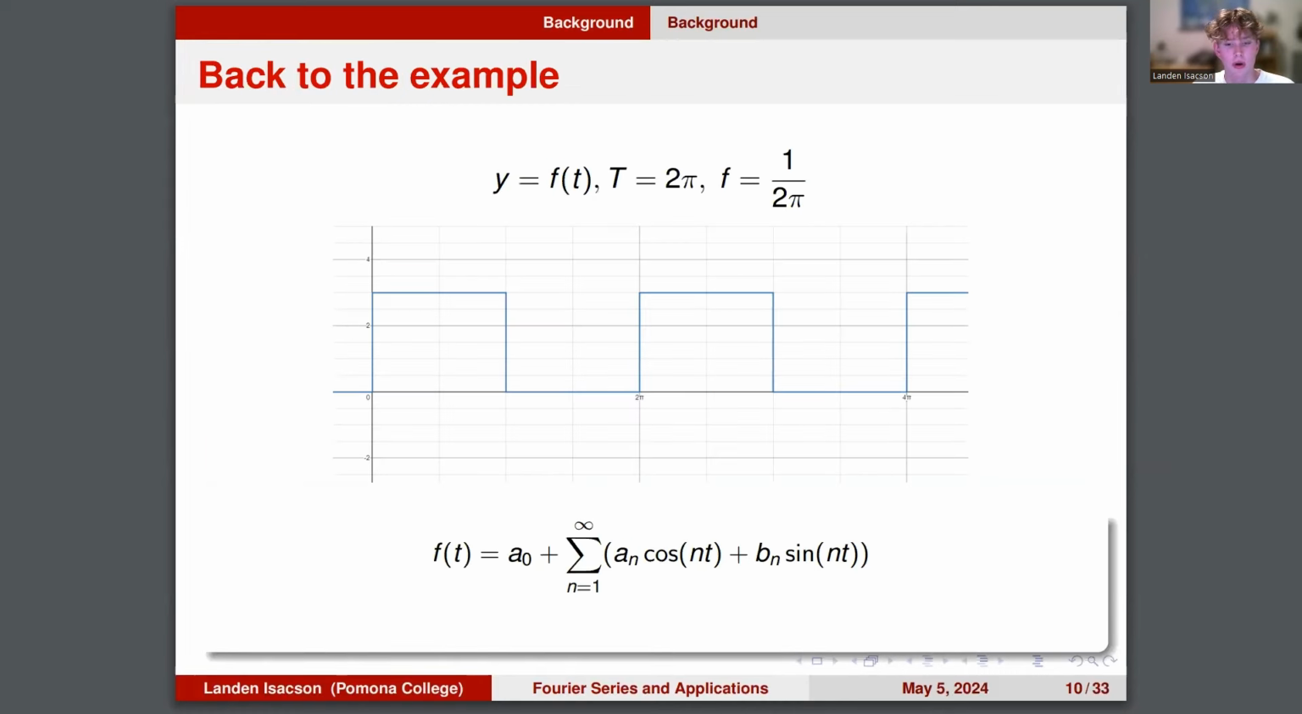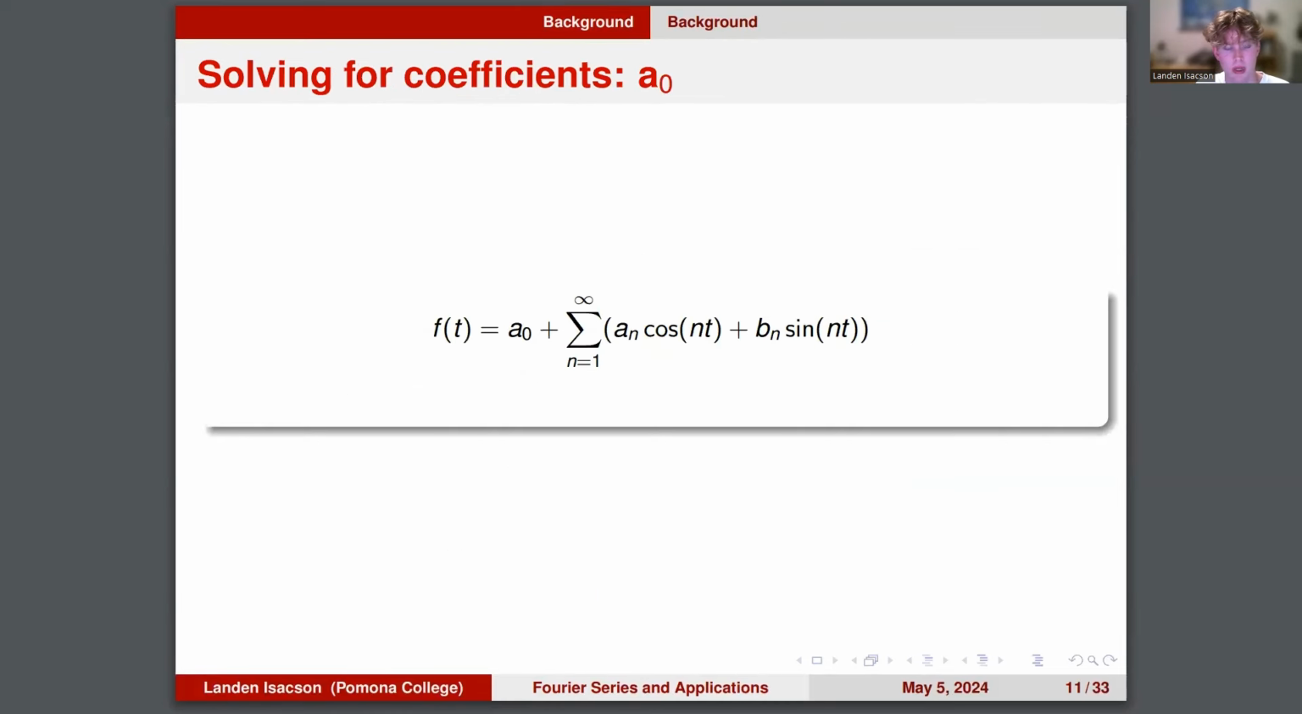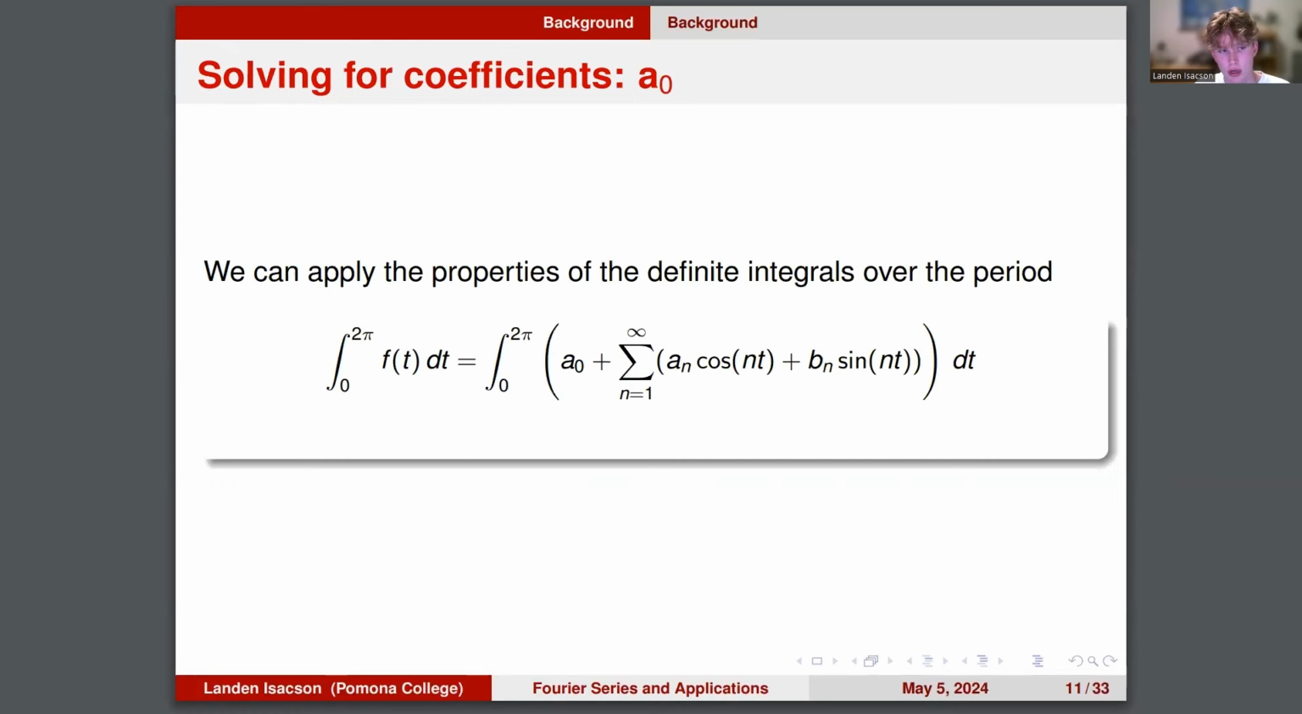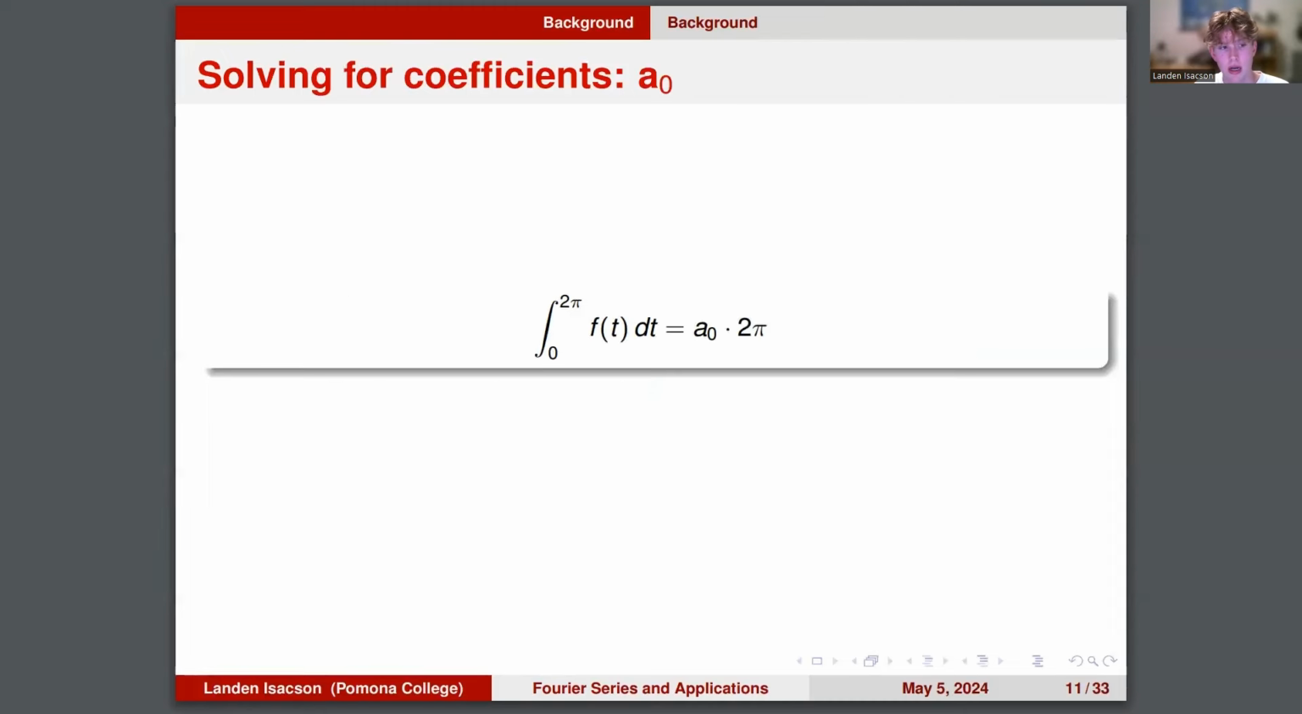As I said before, we are tasked with writing this square wave in terms of trig functions. So let's begin by solving for our a sub zero coefficient. Now, we can take the integral from 0 to 2 pi of both sides, and by applying those properties that I just mentioned earlier, we arrive at the following, and by solving for a sub 0, we get 1 over 2 pi times the integral from 0 to 2 pi of f of t dt, which is in fact just the average value, which does make sense given that this first term shifts our entire function up or down. And so it would make sense to be the average value.